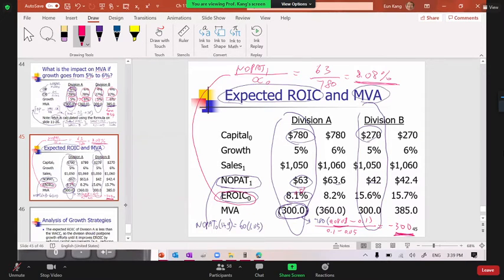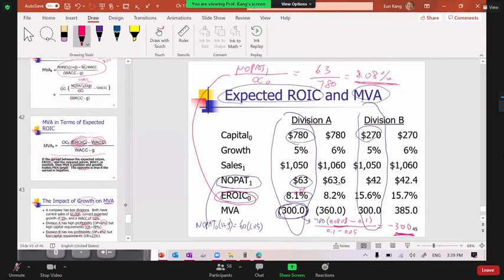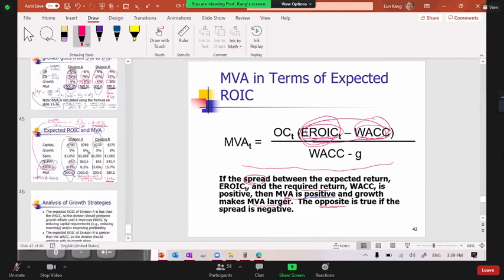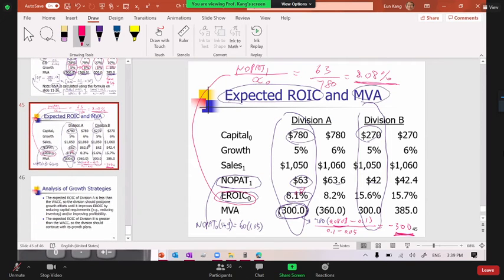Then this one is from this formula. That is from slide 42. We use this formula, right? So this one is from slide number 42. Yeah, so that is the formula.